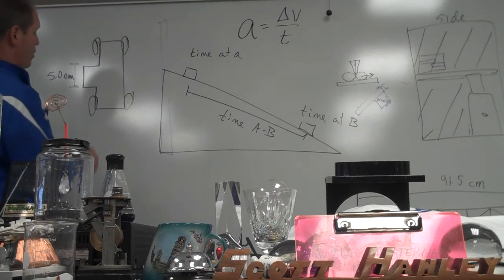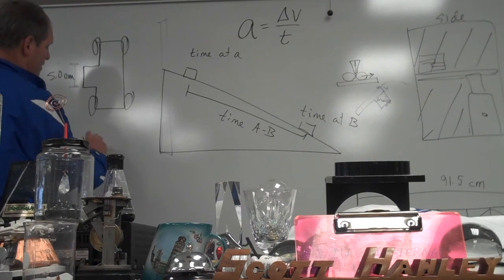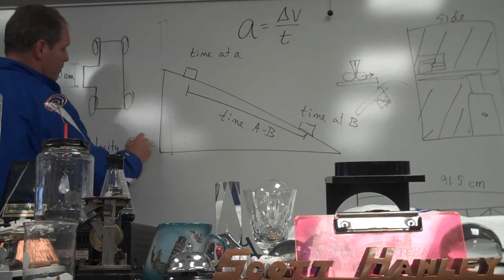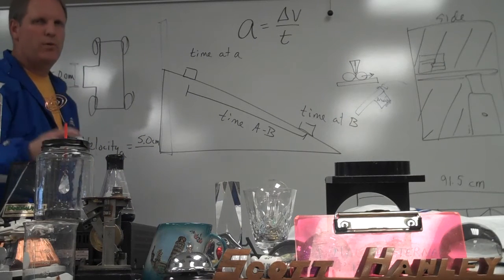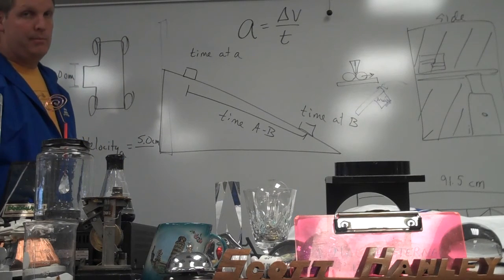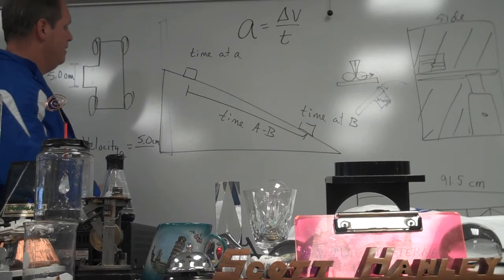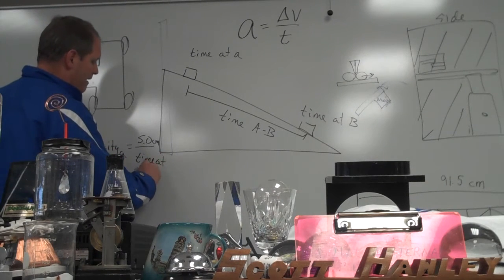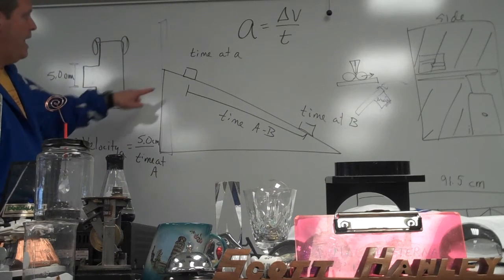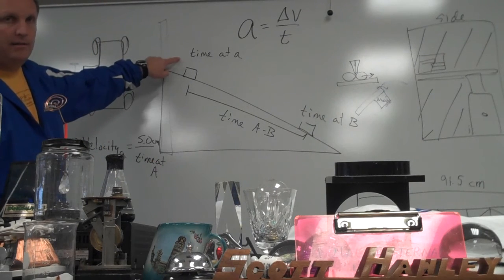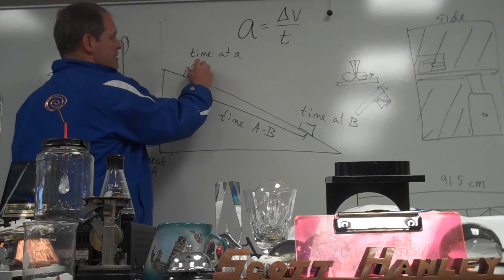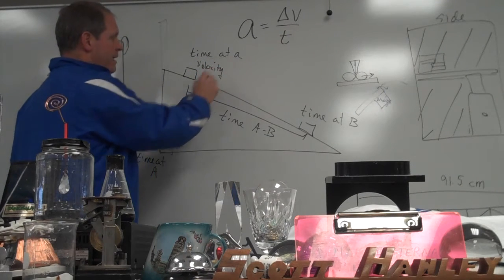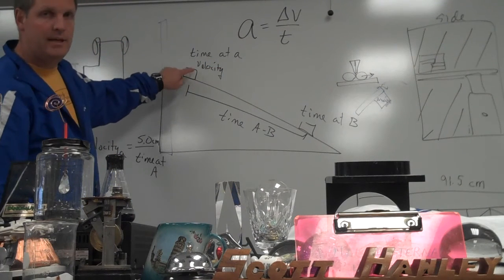Okay? So you can go like this. The velocity at A would be equal to, we can call it 5 centimeters. I'm not sure if the book wants you to do it in centimeters or meters. I always like meters, but if they say centimeters, that's okay. Divided by the time at A. Okay? So that would give you the velocity here. So you'll know the velocity here because it's just 5 divided by whatever that time is.